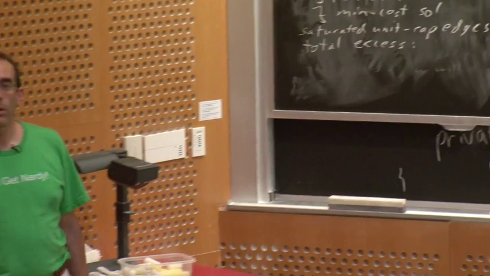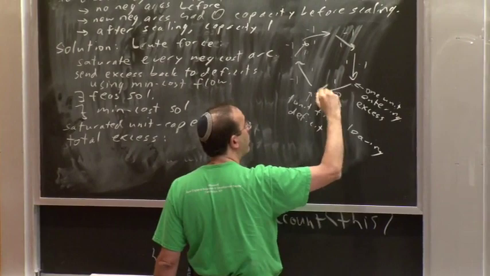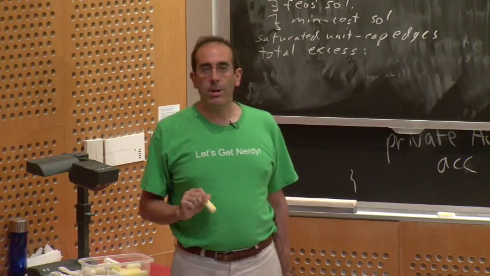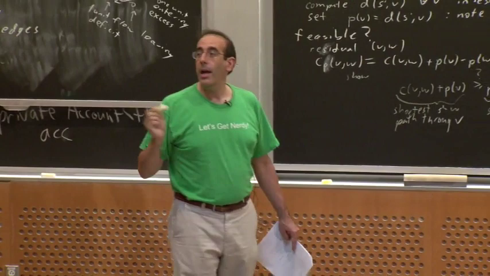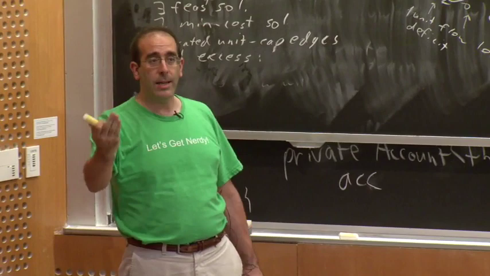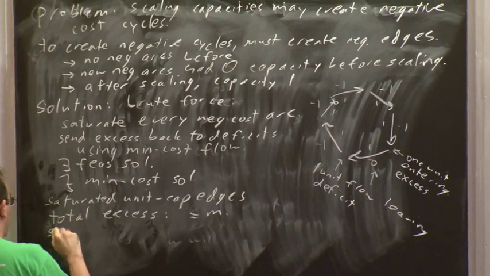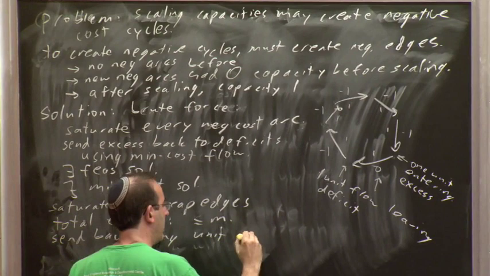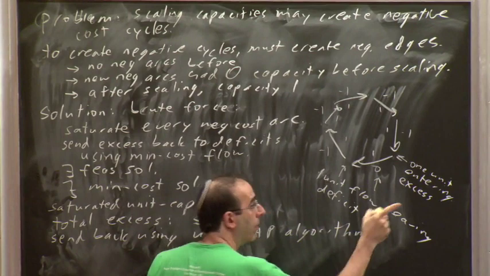You notice that here, even though I saturated a whole bunch of edges, I actually only created 1 unit of excess. But in the worst case, how much excess can I create? M. I might saturate every edge in such a way that all of it turns into excess that has to be sent back. So the total excess is at most M. So I can send it back using the unit capacity shortest augmenting path algorithm that we discussed on the other board.